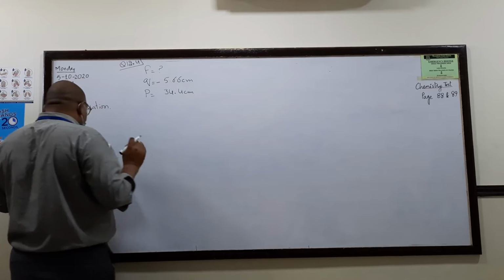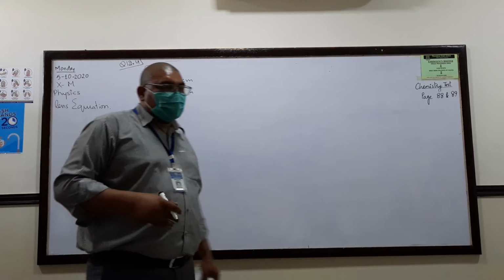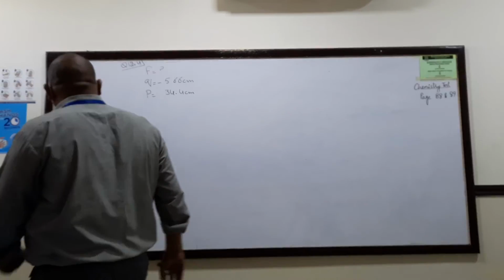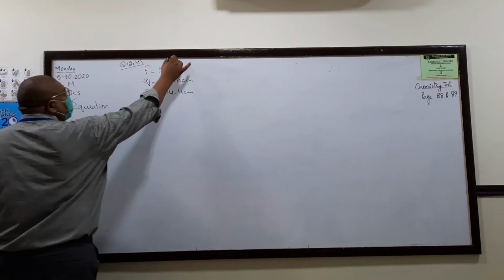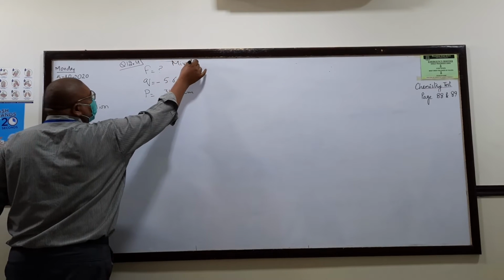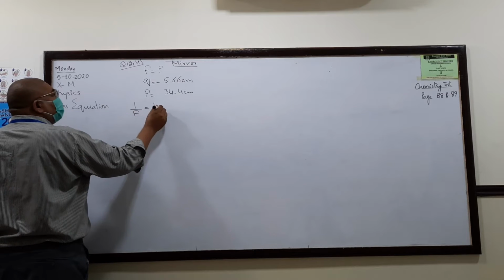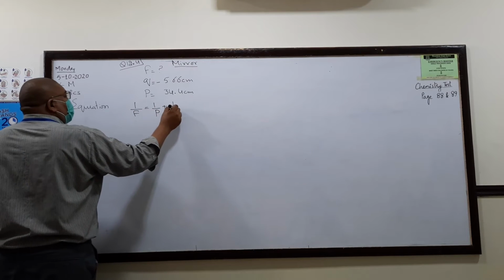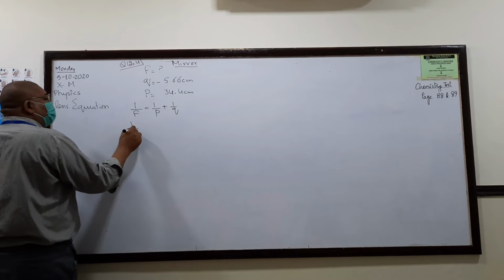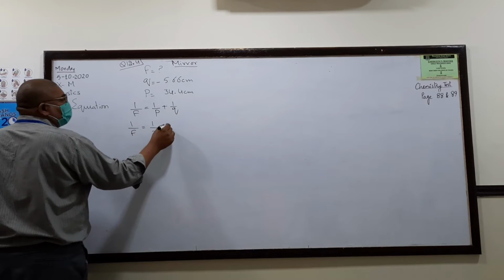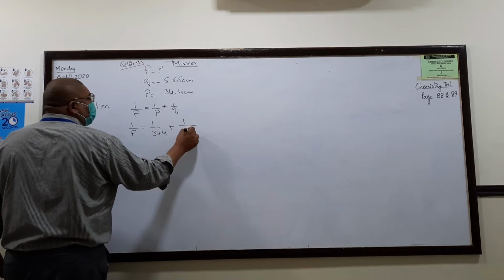In front of it, is the mirror concave or convex? We have to also decide whether this is a concave mirror or it's a convex mirror. So let's try it. This is not about a lens, it's about a mirror, okay? So we have the mirror equation 1 by F equals 1 by P, that's 1 by 34.4, plus 1 by Q, 1 by 5.66.